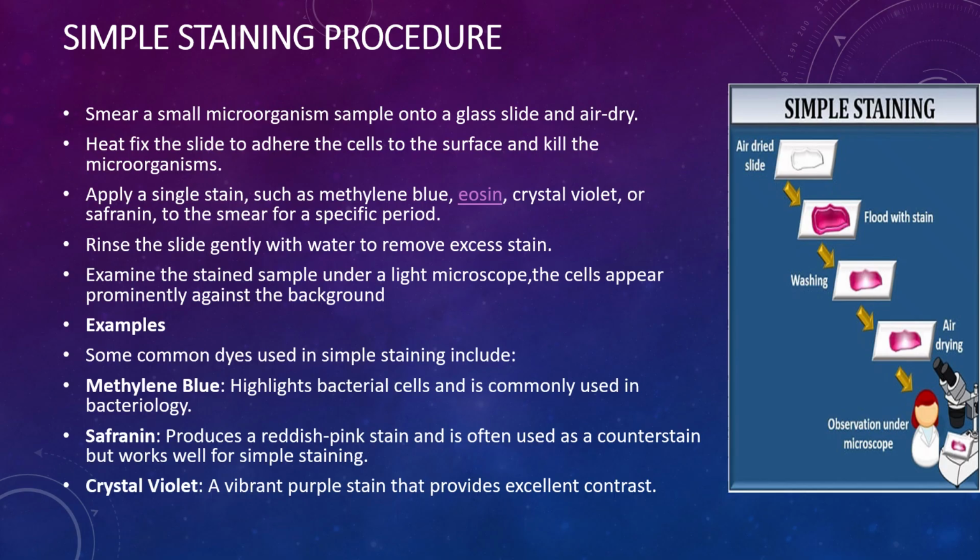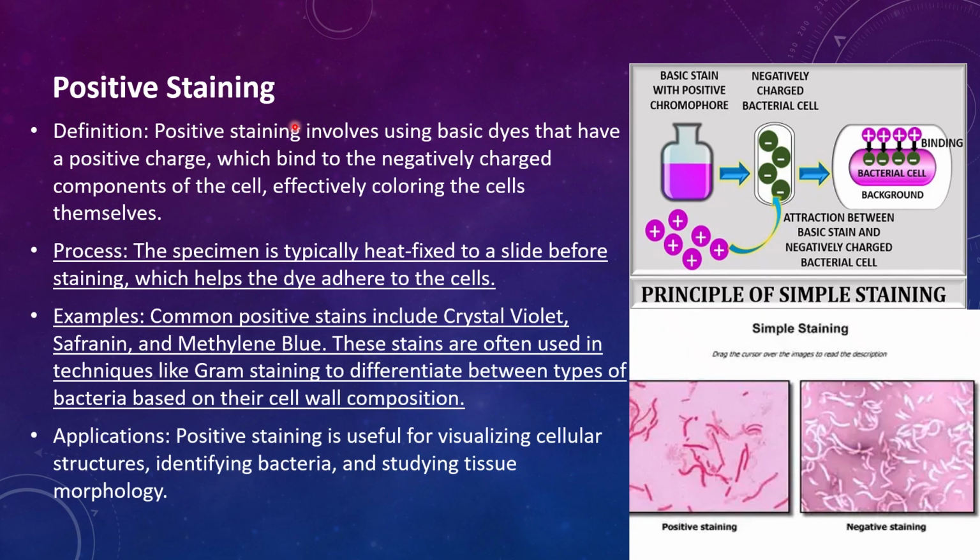Then next is positive staining. Positive staining involves using basic dyes that have a positive charge, which bind to the negatively charged components of the cell, effectively coloring the cells themselves. The specimen is typically heat fixed to a slide before staining, which helps the dye adhere to the cells.